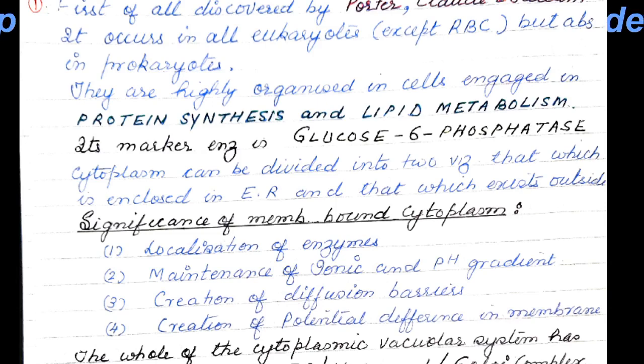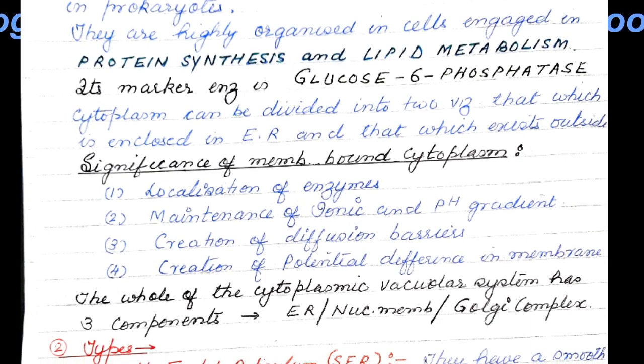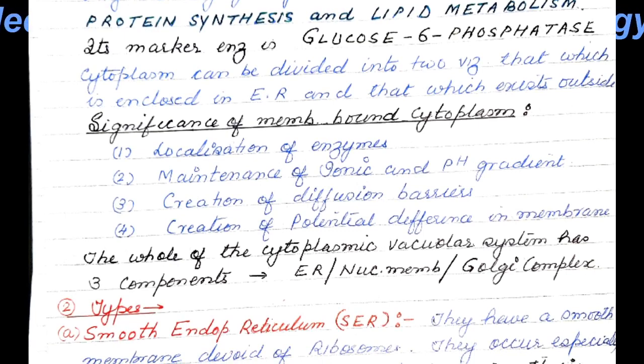It is helpful in creating diffusion barriers because all the enzymes are not required every time, and diffusion barriers are very important for the movements also, and restriction of movements of certain ions. Creation of potential differences in the membrane is effected by presence of endomembrane systems. The whole of the cytoplasmic reticular system has three components. One is endoplasmic reticulum, another is nuclear membrane, then Golgi complex.